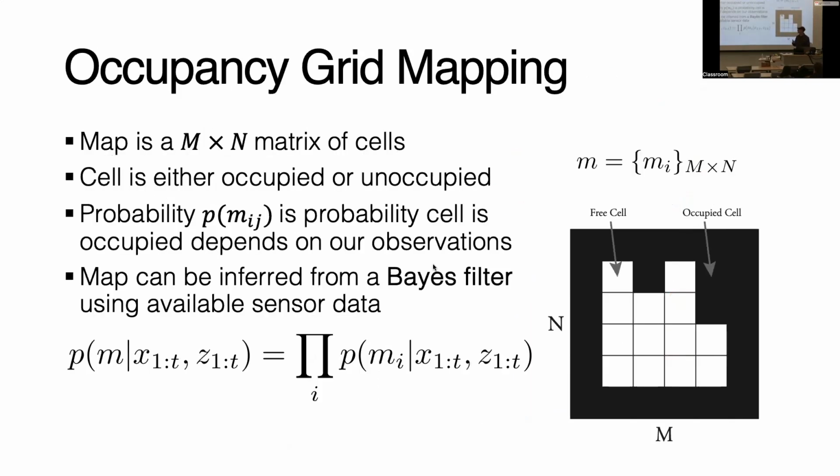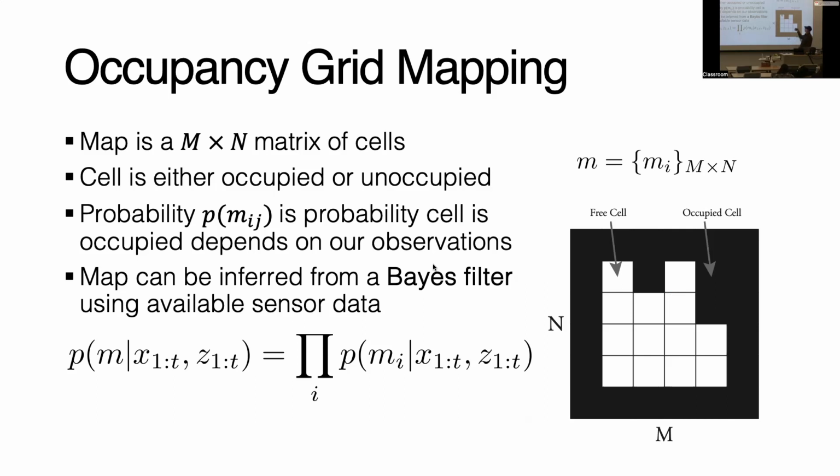So for this class and for this lab, we're going to be using occupancy grids. An occupancy grid is just an array of cells that represent some point in space. So it's going to be an M by N matrix of cells. As space grows or those cells are smaller, you can have more or fewer cells.